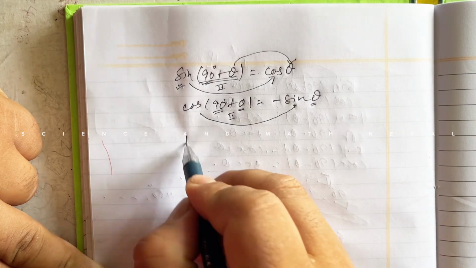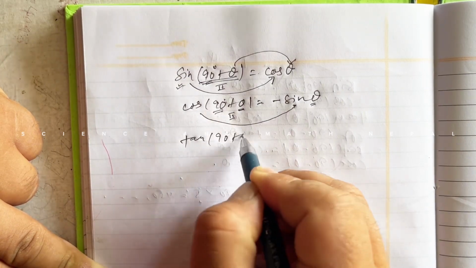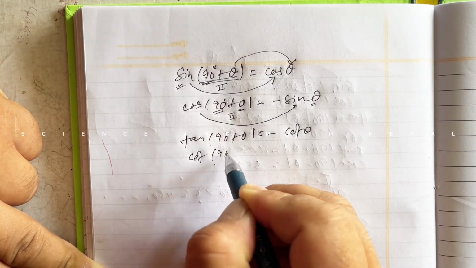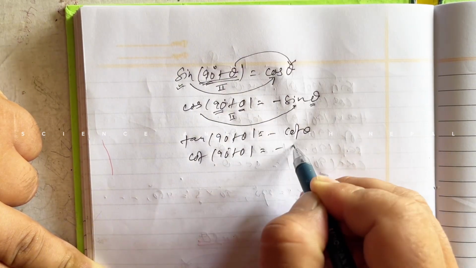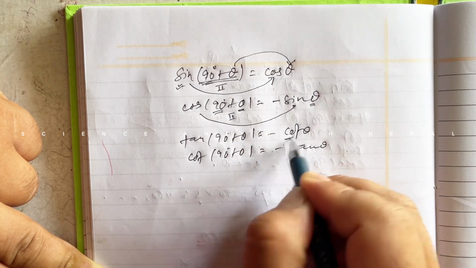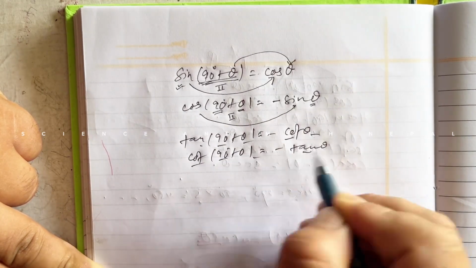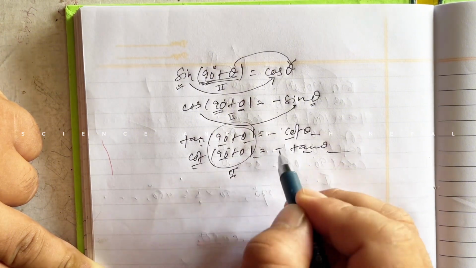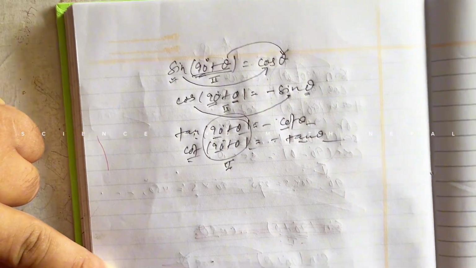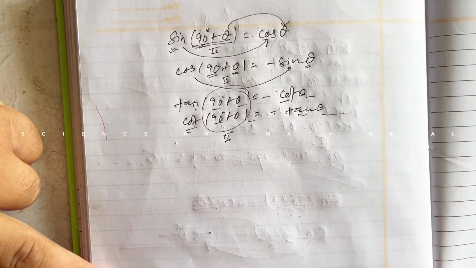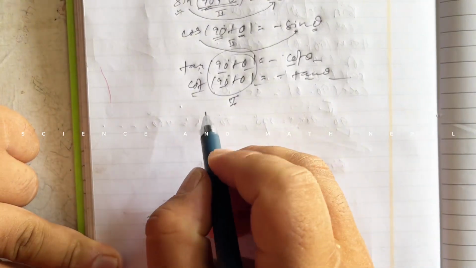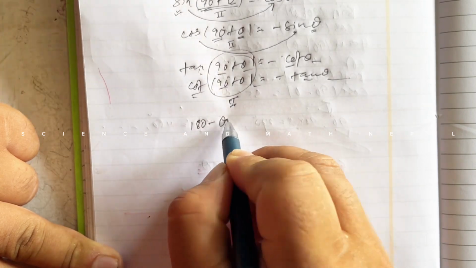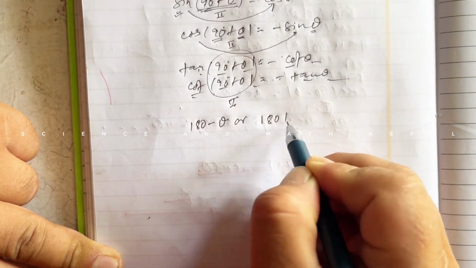In the same way, tan 90 degree plus theta is equal to minus cot theta, and cot 90 degree plus theta will be equal to minus tan theta. Why is there a change? Because of 90 degree, the ratio changes, and 90 plus theta goes in second quadrant. Tan and cot both are negative, so we have negative sign over here. Now same goes for sec and cosec as well. Now what if the angle is 180 degree minus theta or 180 degree plus theta?